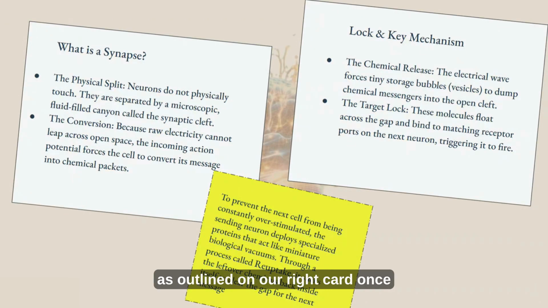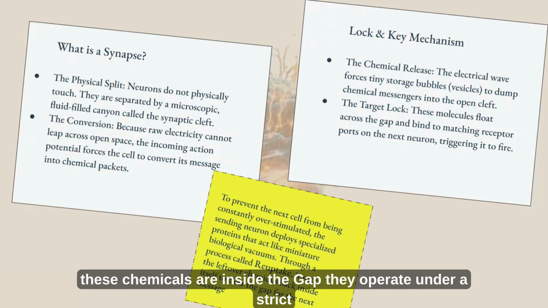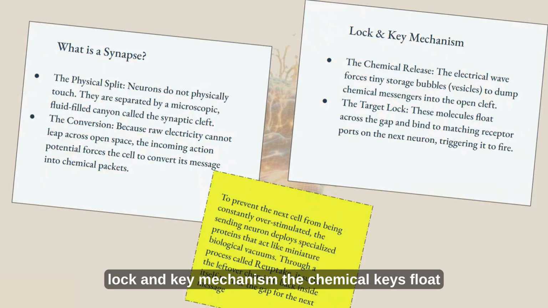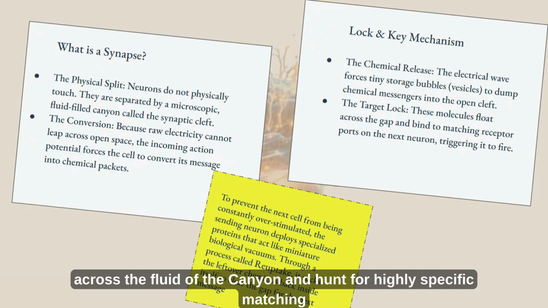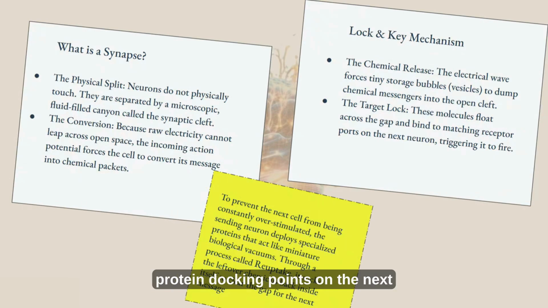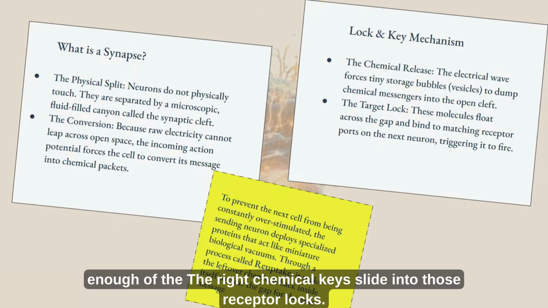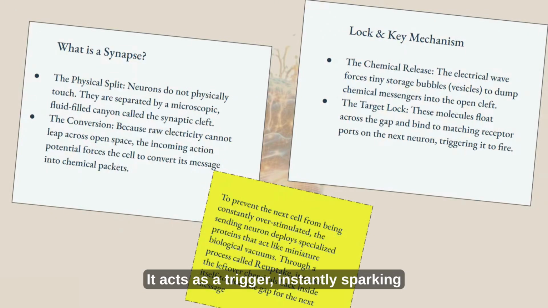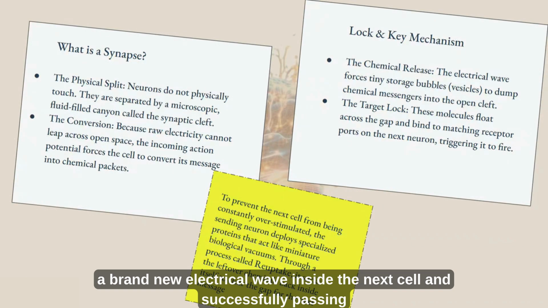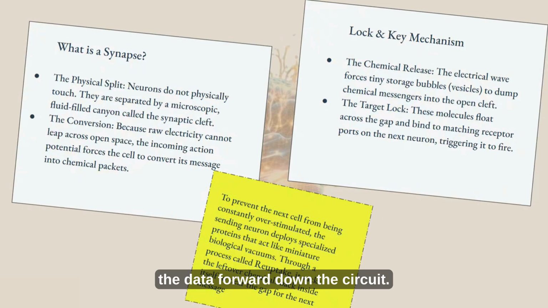As outlined on our right card, once these chemicals are inside the gap, they operate under a strict lock and key mechanism. The chemical keys float across the fluid of the canyon and hunt for highly specific matching protein docking points on the next neuron. When enough of the right chemical keys slide into those receptor locks, it acts as a trigger, instantly sparking a brand new electrical wave inside the next cell and successfully passing the data forward down the circuit.